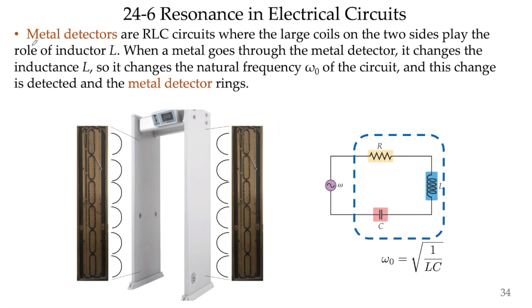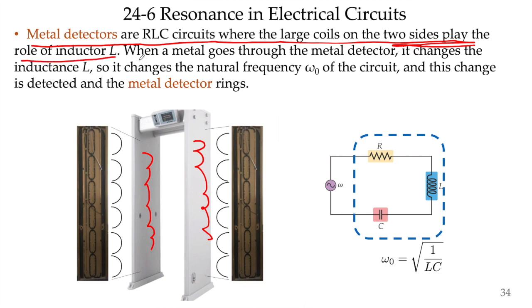The first thing I'm going to talk about is metal detectors that you see almost everywhere, right? Metal detectors are RLC circuits like the ones we just learned, where the large coils on the two sides play the role of the inductor, L. So there is an RLC circuit, and it has some particular natural frequency. You cannot really change it unless you change the values of L and C. But there is a way.